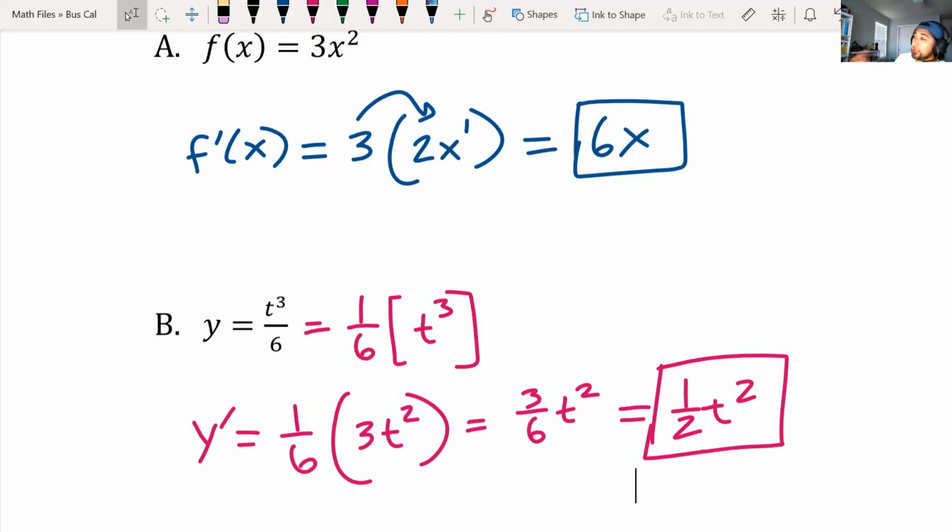All right. So that's all the constant multiple rule says: if there's a number in front, just move it to the side, take the derivative of the function, and then multiply that constant or coefficient back in.